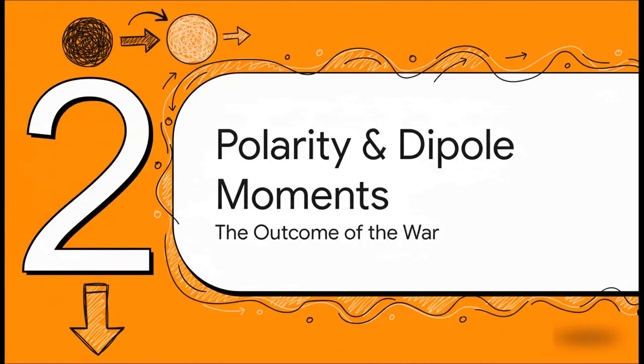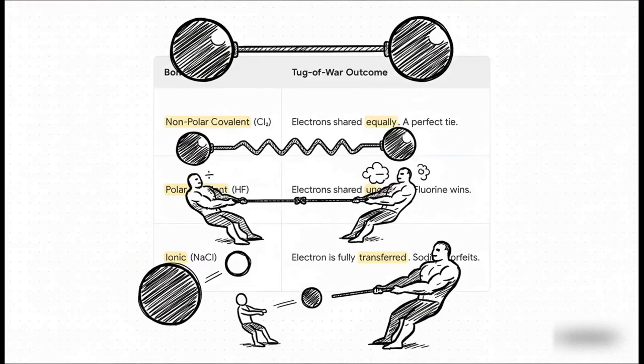So now that we know the rules of this tug-of-war, let's talk about the results. What actually happens when one atom pulls harder than the other? This is where we get into these huge concepts of polarity and dipole moments. This tug-of-war really creates a whole spectrum of results. On one end, you have a nonpolar covalent bond, like in a chlorine molecule. Here, you have two identical atoms, so they pull with exactly the same force. It's a perfect tie. The electrons are shared perfectly equally.